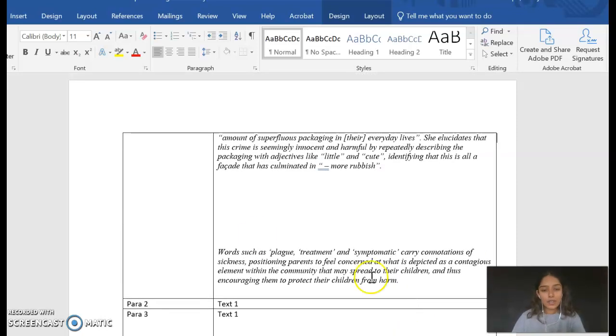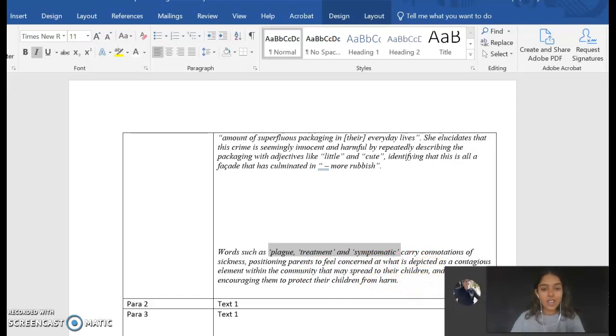Okay. Now you can analyze specific word choices as well. I highly encourage you to do so. This is an example. Words such as plague, treatment, symptomatic carry connotations of sickness, positioning parents to feel concerned at what is depicted as a contagious element within the community that may spread to their children, and thus encouraging them to protect their children from harm.